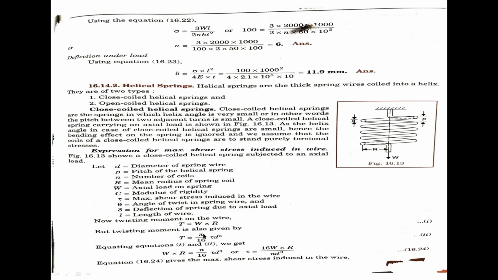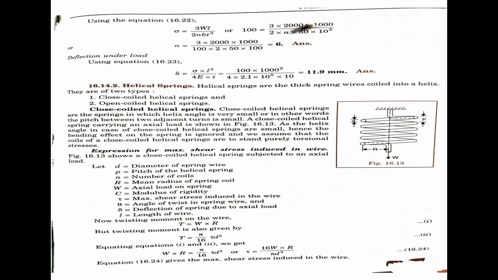But the twisting moment is also given for a circular shaft. Last class I discussed this twisting moment formula. For a circular shaft of diameter d, the formula is capital T equal to pi by 16 into tau into d cube. This is the formula for twisting moment.